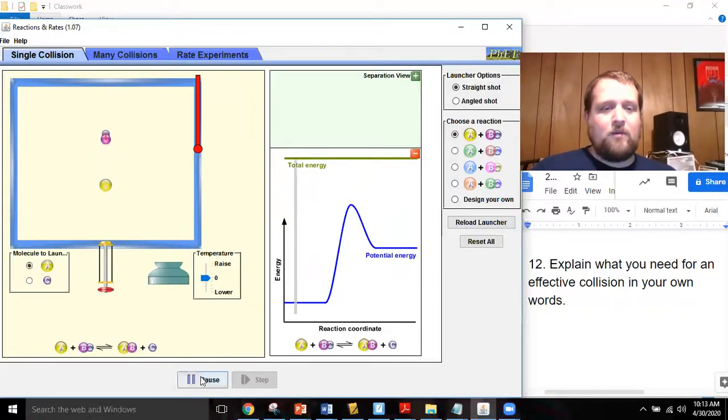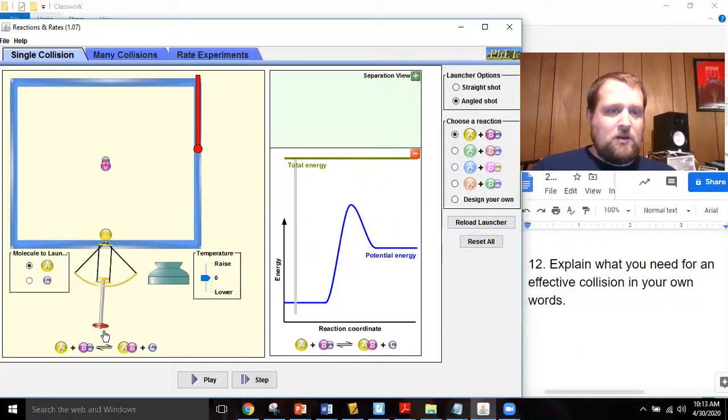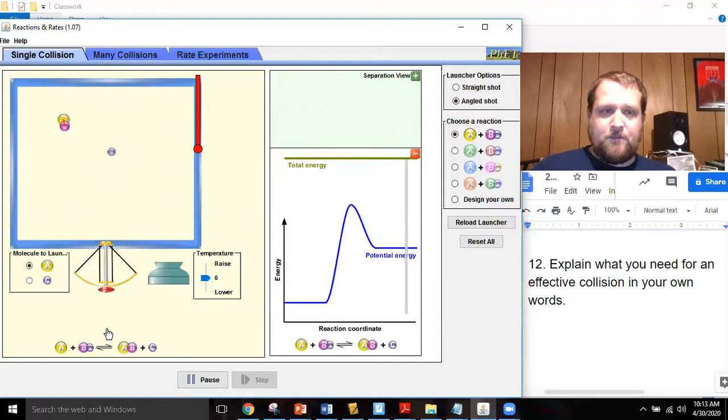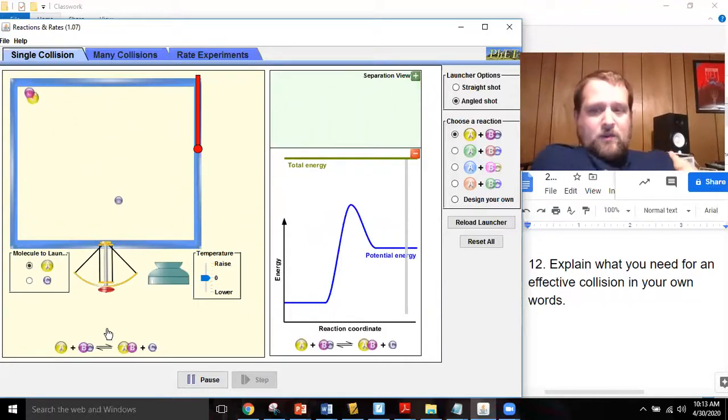What was one thing we needed? The other thing we looked at was this. If we change the angle, not an effective collision. But if we hit it in just the right spot, that was an effective collision. So in your own words, what are the 2 things we need for a collision to be effective?